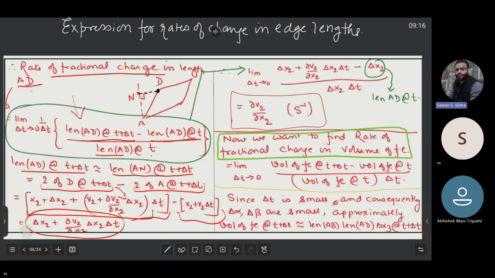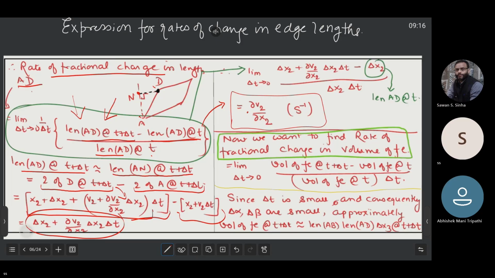Lot of algebra. I don't know what's the better way to explain it. It may sound a little boring as I am saying many times length of this, length of that. The best way is to derive it once on your own, and then you will feel confident about the understanding. So eventually I'm going to put everything here in this expression and set the limit delta t going to 0. It turns out that the rate of fractional change in length AD is a simple expression, del V2 del X2.